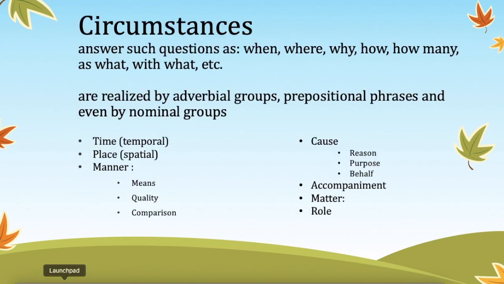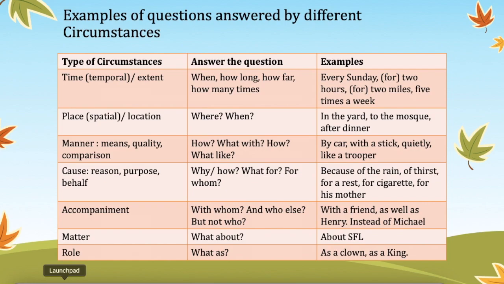The other element of transitivity system is called circumstances. They are the resources for sorting out space, time, manner, such as location, extent, cause, manner, accompaniment, role, angle, and matter. They answer such questions as when, where, why, how many, as what, with what, etc. They are realized by adverbial groups, prepositional phrases, and even by nominal groups. You can see the examples of questions answered by different circumstances in the table.